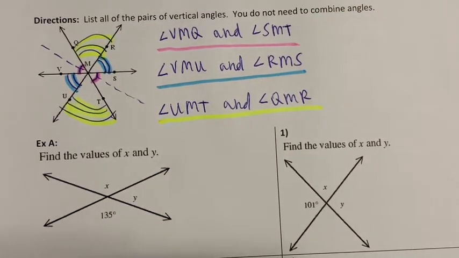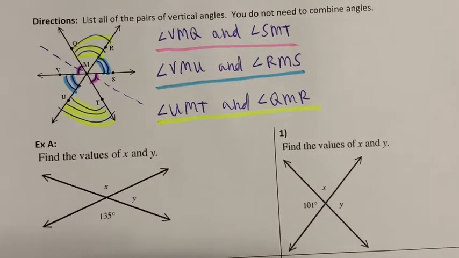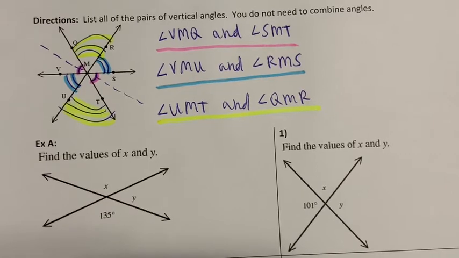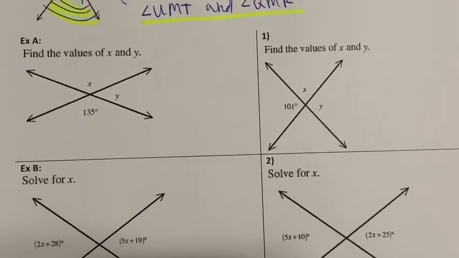Come up with a method for you so that you can be nice and organized and make sure you don't miss any pairs of vertical angles. All right, example A says to find the values of X and Y.